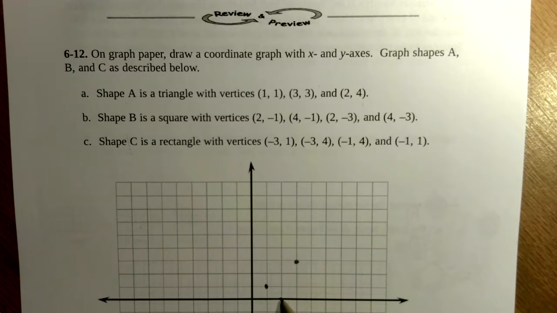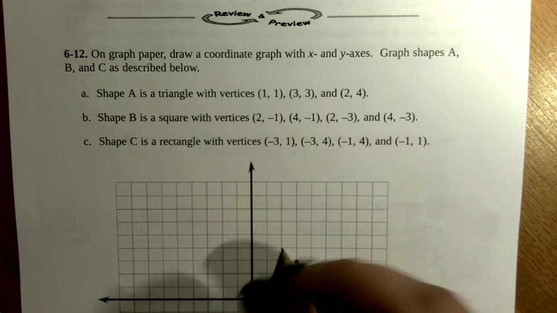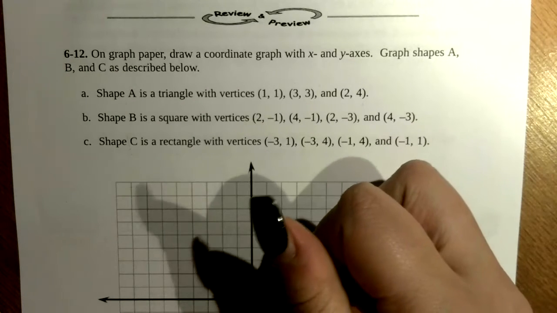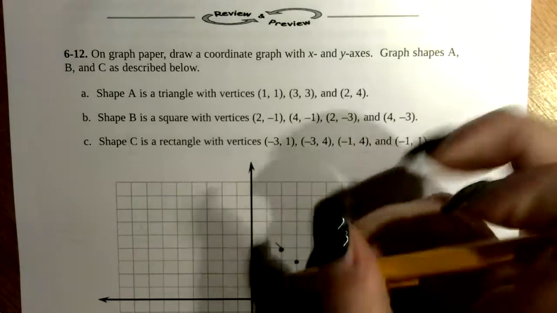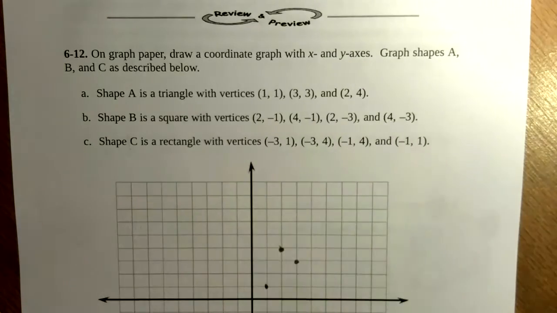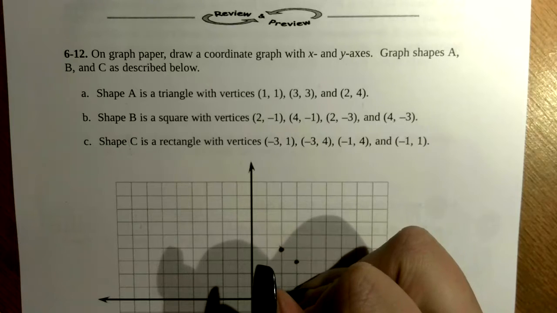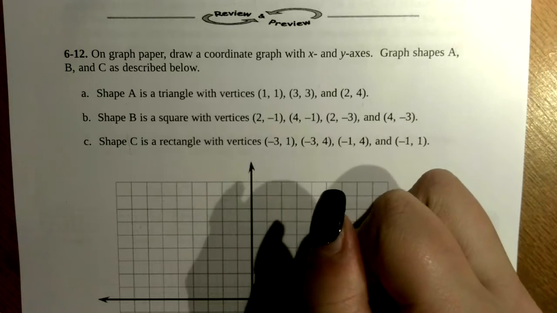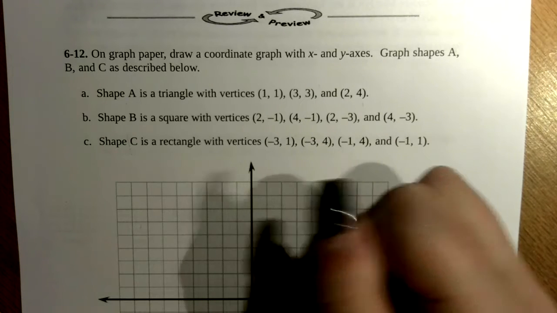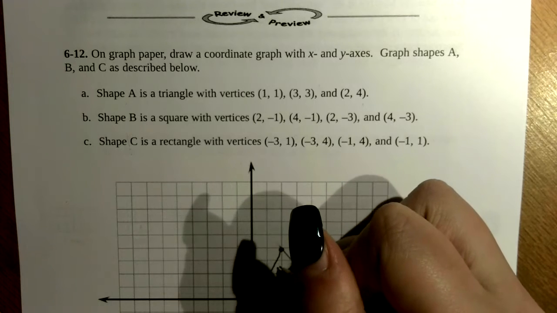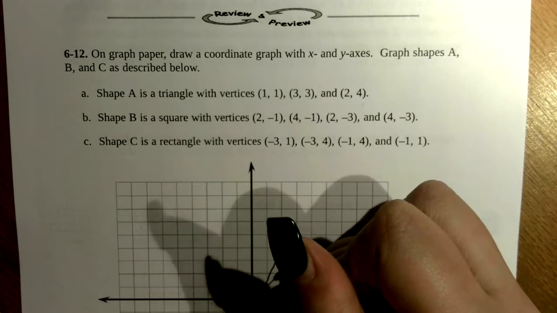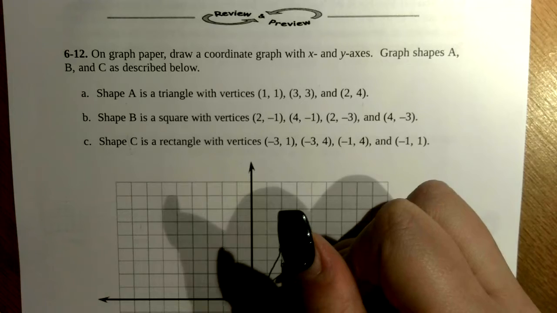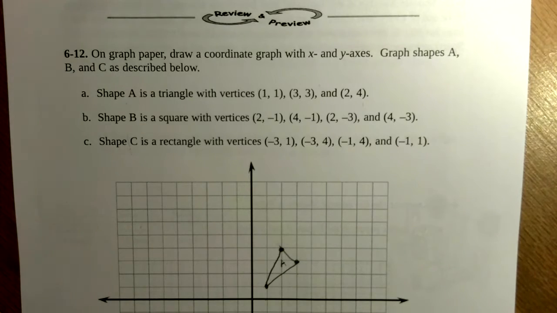Remember, 2 is my x value: 1, 2. Up 4: 1, 2, 3, 4. Right there. Oopsies, just made a big mark. And it did tell us it was a triangle, so we can go ahead and connect our points now. That looks like a triangle, so did that right. Check. I am going to label this on the inside with a little A, so I remember that that is shape A.